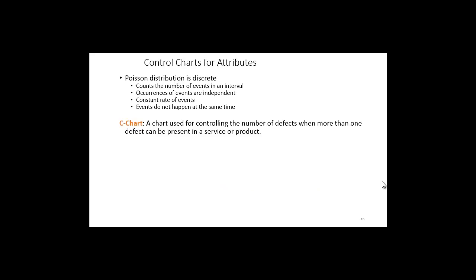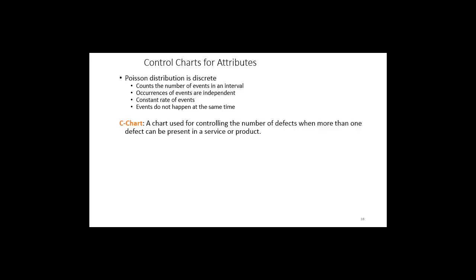We have another chart for attributes, the C-chart, which is based on the Poisson distribution, which is a type of discrete distribution. Here we are talking about the counts of a number of events in an interval. It could be the count of the number of problems along a timeline or along a line of highway, or a line of customers, how many problems we have in the line of customers or in any other queue. It's based on a Poisson distribution.